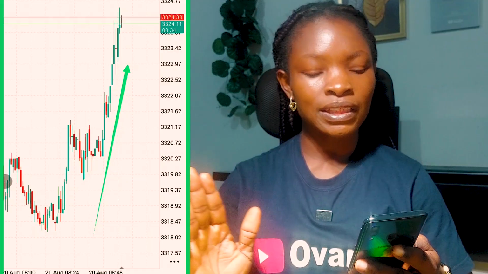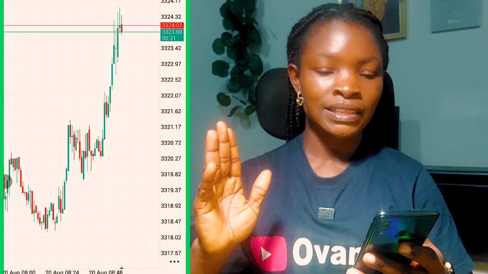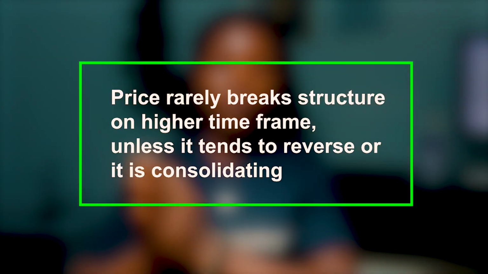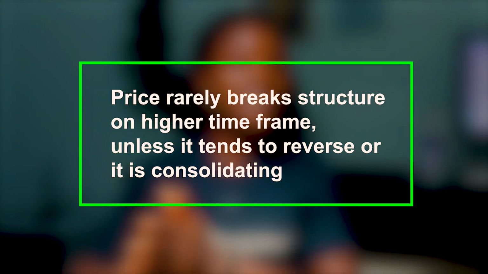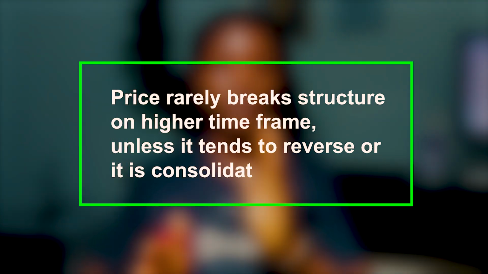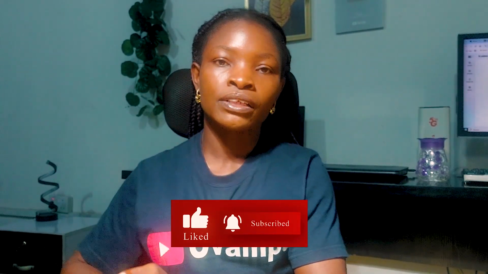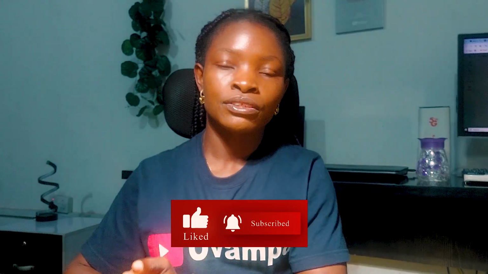So this is basically how simply the ICC strategy works. You observe the trend of the market looking at the higher time frame. 4-hour always makes it clear, and the reason why we get this clearer on the 4-hour time frame is because price rarely breaks structure on a higher time frame unless it intends to reverse or it is consolidating. So on the higher time frame, we see the exact trend, and right now we know that in general, the market is in a downtrend.